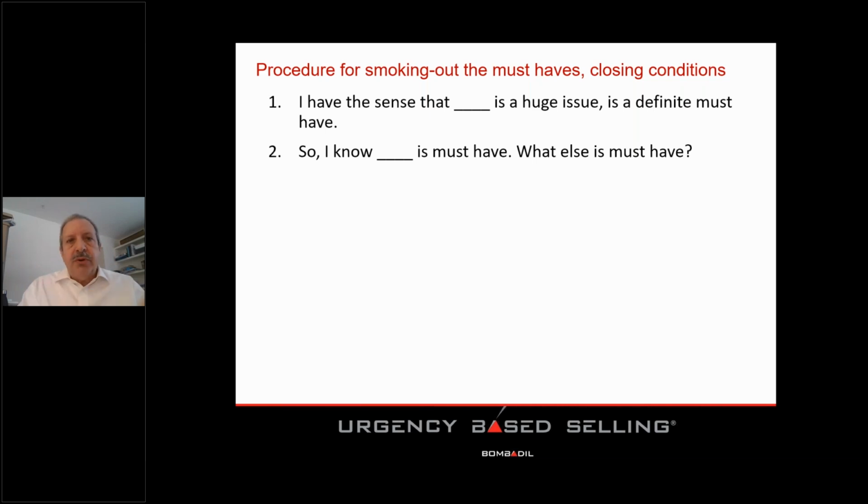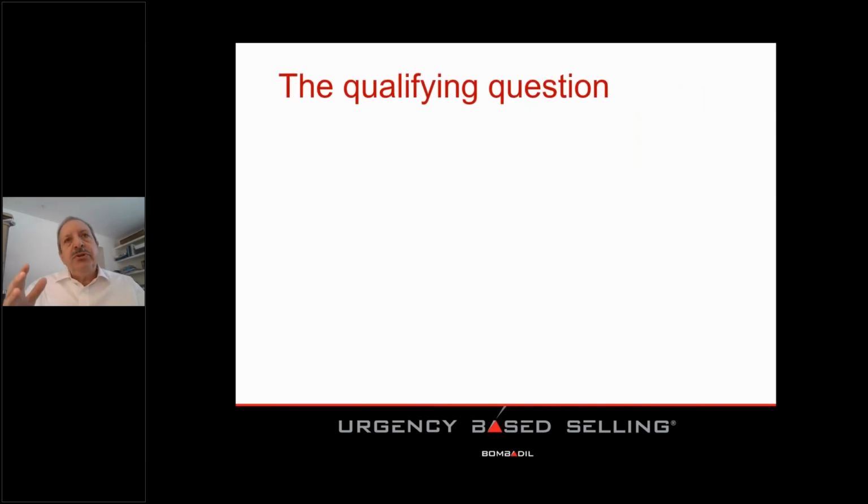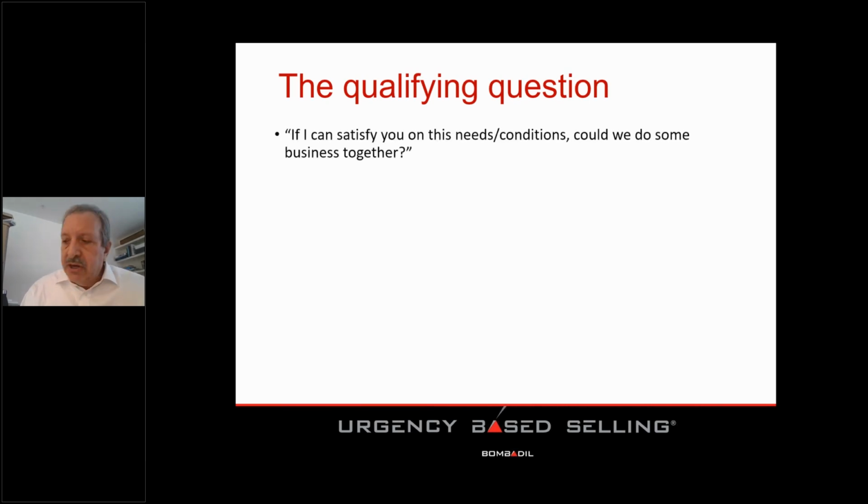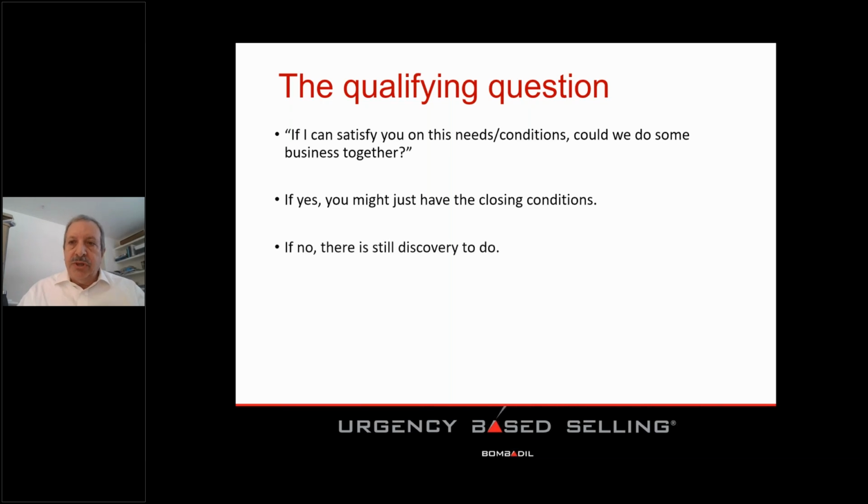Now be careful, don't use the word interest. Interest is a lower level here. You want to bring this to must-have, and you want to discover, are these the must-haves? Once you discover the must-haves, you ask a qualifying question. If I could satisfy you on these needs or conditions, could we do some business together? If yes, you might just have the closing conditions, the series of conditions which, when met, result in the sale. But if the prospect says no, there is still discovery to do.